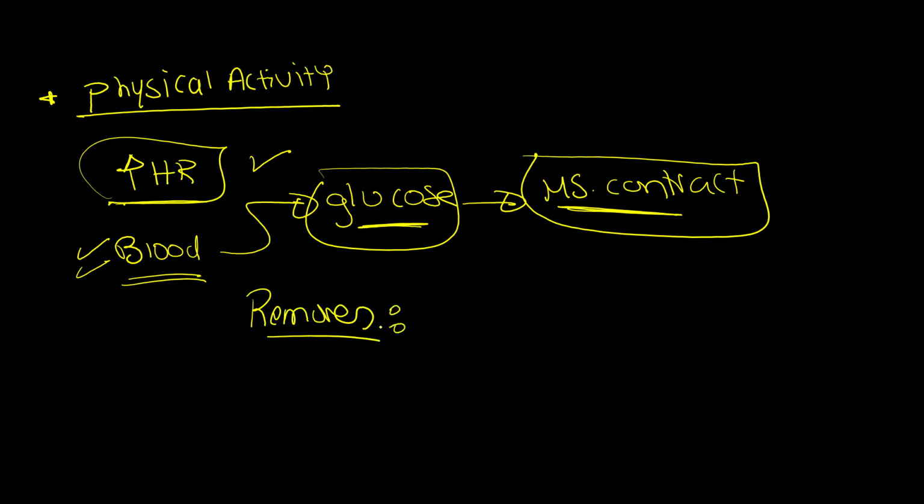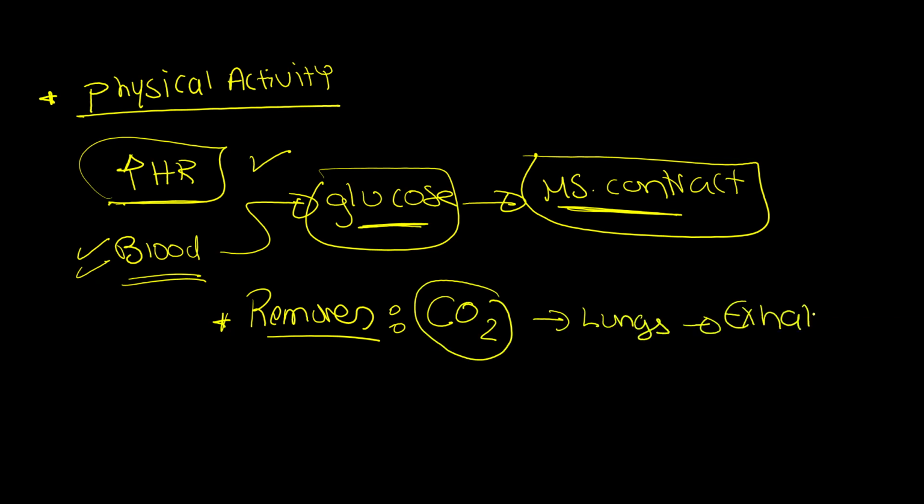What are the waste products removed by the blood? Selma, you want to tell me? Your hand is raised. CO2, lactic acid. Exactly, bravo. Perfect. Also, the blood carries away the carbon dioxide. It takes this carbon dioxide to the lungs. And at the lungs, the carbon dioxide will be exhaled.